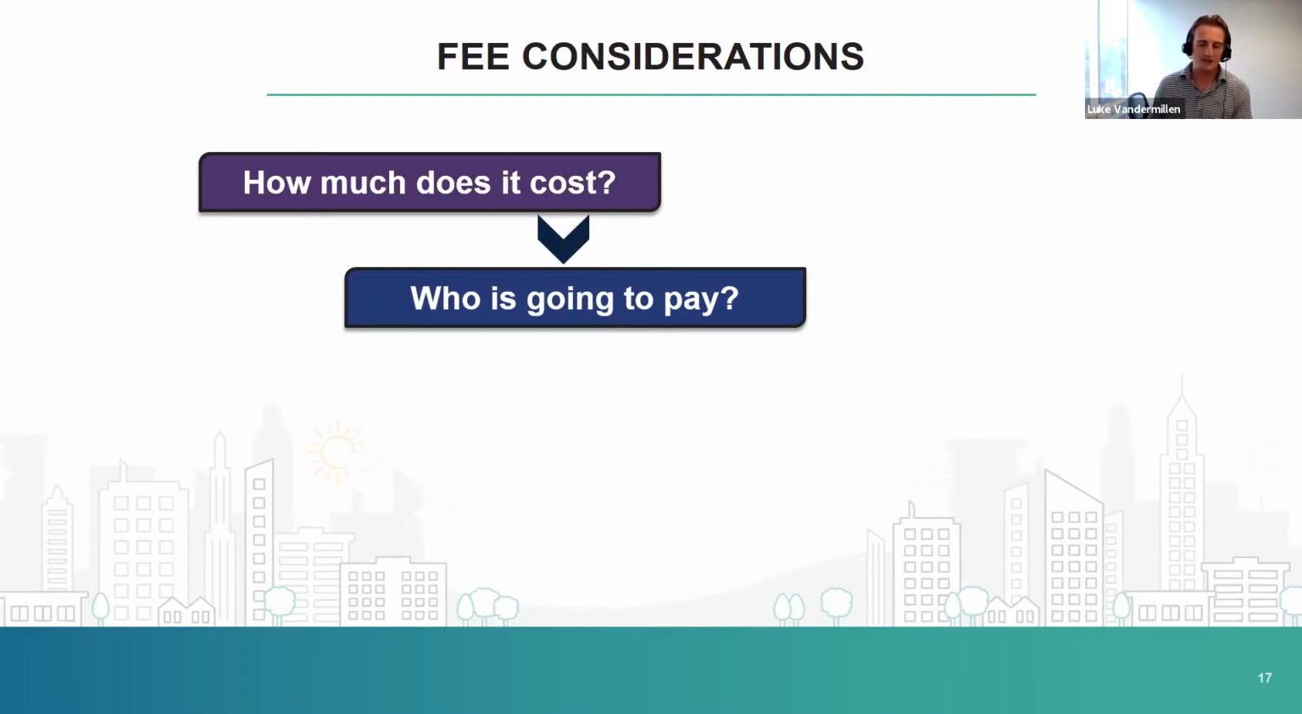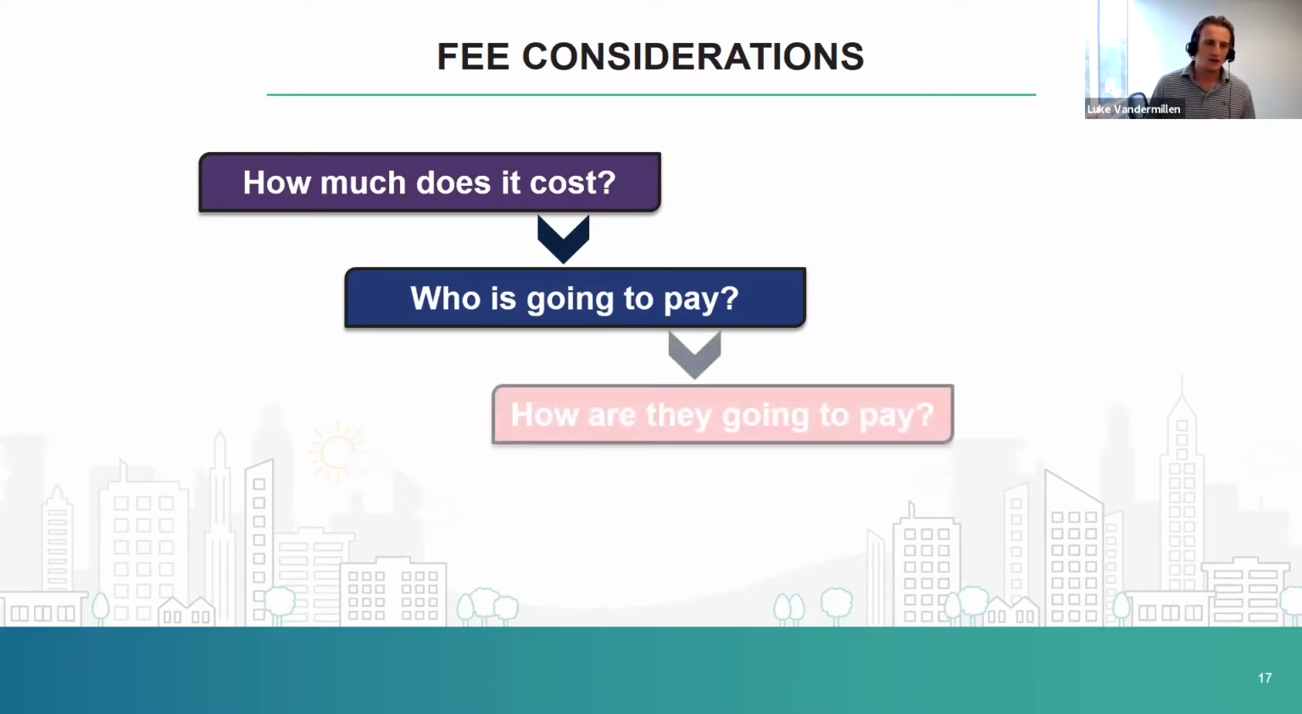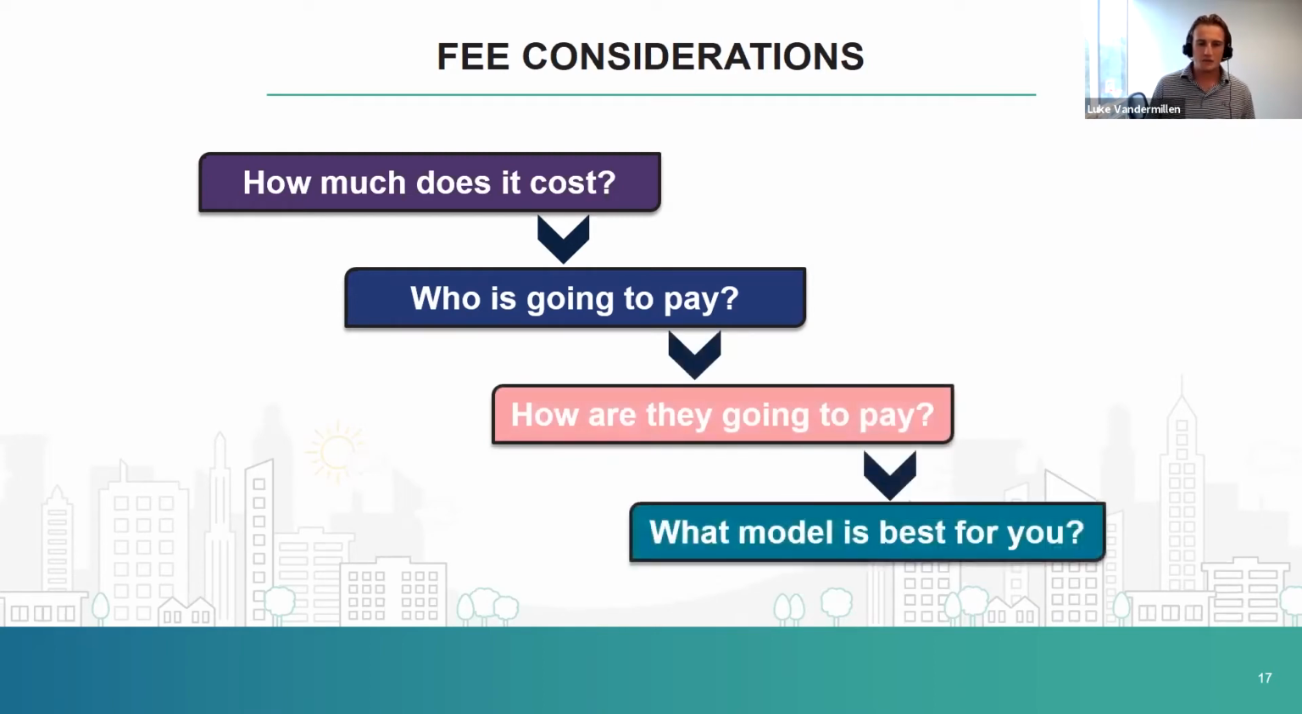Is there a flat fee? How is it paid? And then what's the best pricing model for this plan? So is this a plan that maybe the fee should be paid out of 12b-1 or revenue sharing fees? Should the participants handle the investment cost? Should it be paid by the plan?